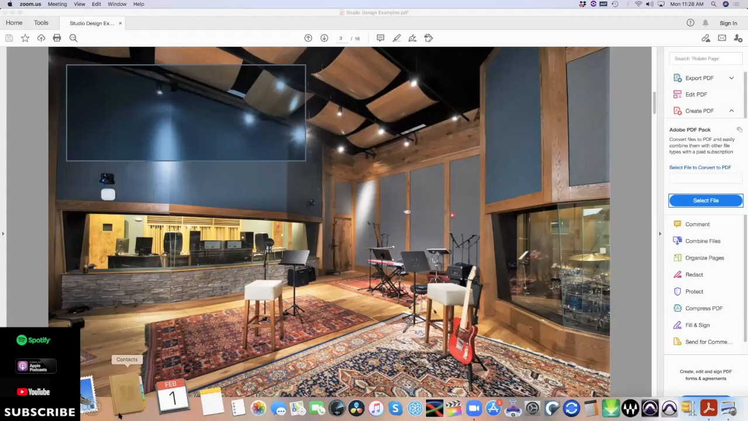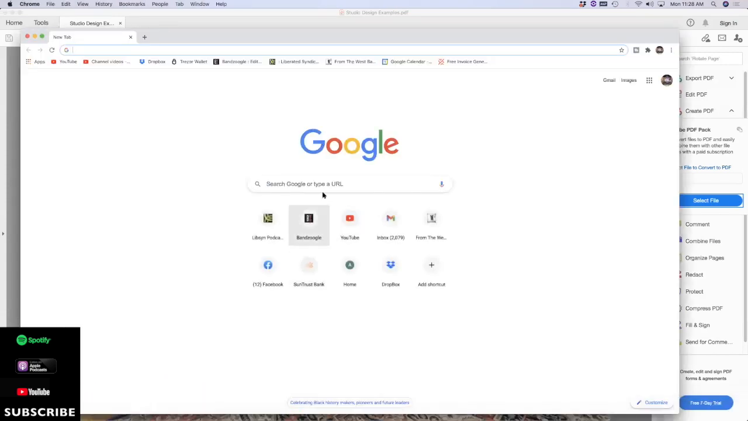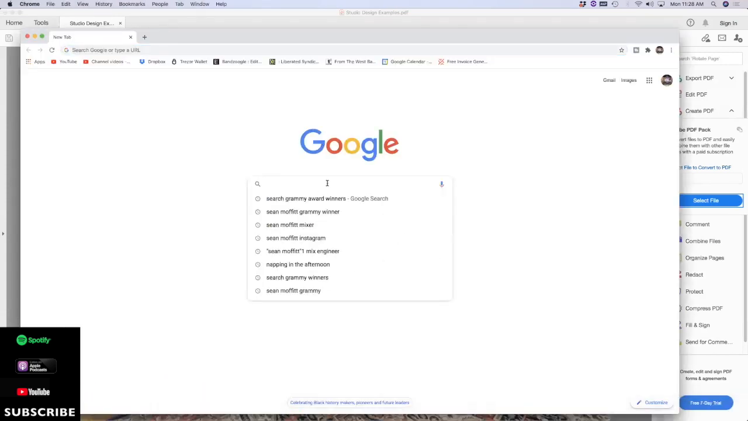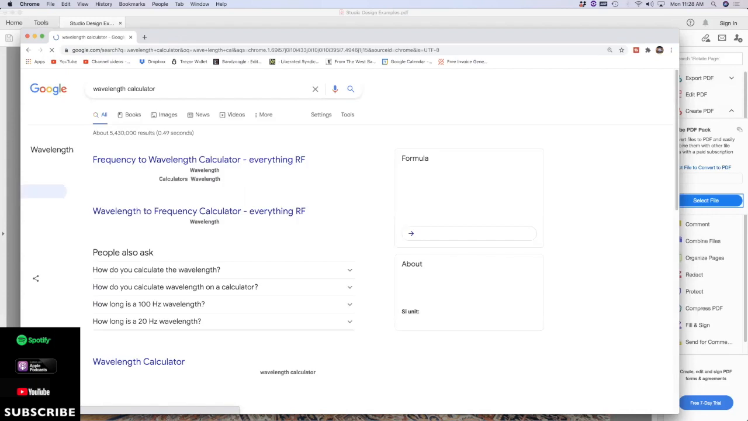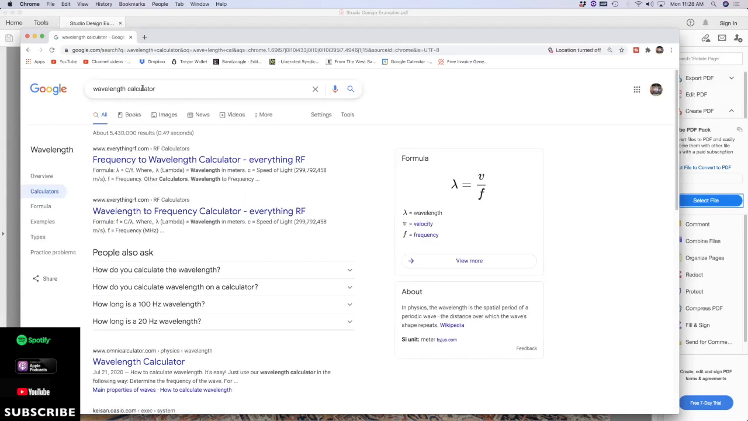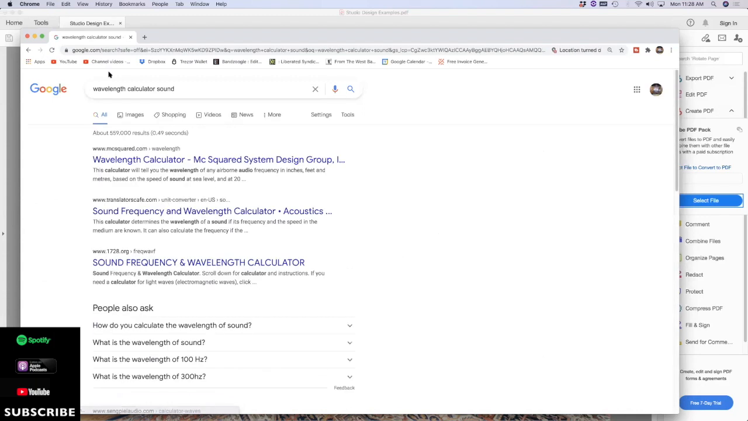All right. So let me go here. Go to just Google. What am I looking for? Wavelength calculator. Sound. See, RF came up right away. Did you see the first one's RF? Yeah. So is it for sound frequency and wavelength calculator? Yeah. Go to the bottom one.